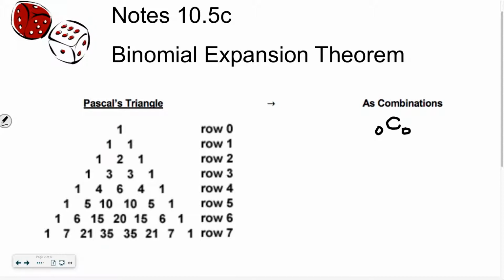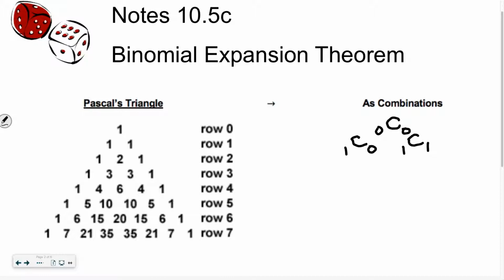Okay, so that's true for combinations. If you have 0 items, how many ways can you pick 0 of them? 1 way. You don't pick anything, because not picking something is a way to do something. Okay, the second row, which is really row 1, is a combination of 1 item chosen 0 at a time, and a combination of 1 item chosen 1 at a time.